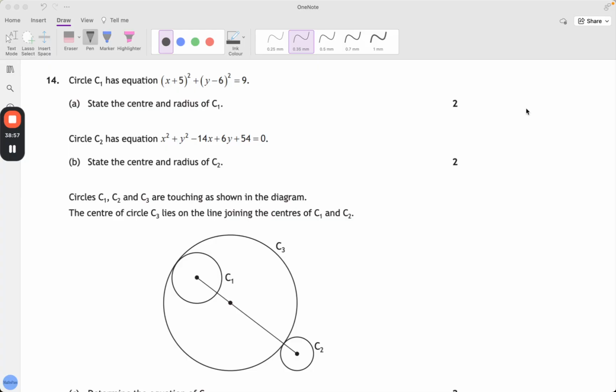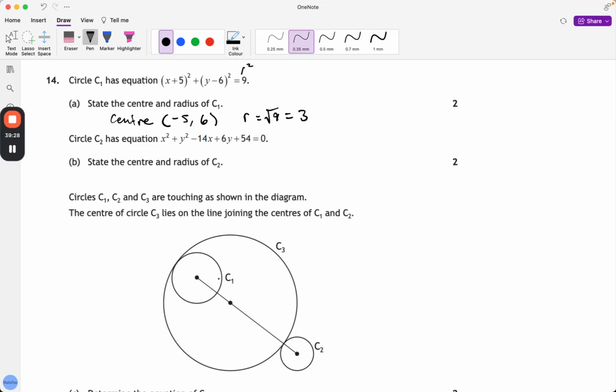So you get told that whenever it's in this form, that your centre is (a, b) and your radius is r, which is the square root of r squared. So to state the centre and radius, we just have to take the numbers that are inside the bracket with your x's and your y's, and you just want to change the sign. So the centre is going to be (-5, 6), because we're changing the sign. And then our radius r is going to be the square root of 9, because this bit here is technically r squared from your formula. So to get r, we just want the square root, and that gives us 3. So we know that our circle 1 over here has centre (-5, 6), and radius of 3.